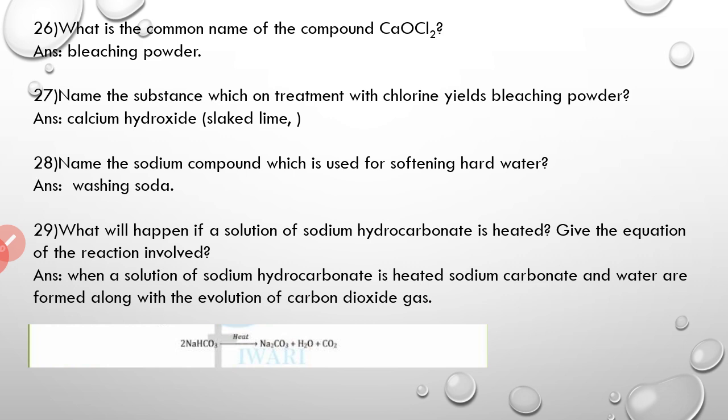Sodium hydrogen carbonate is nothing but baking soda. So when we heat baking soda, it gives sodium carbonate and water, and along with this product a gas evolves, that is carbon dioxide gas. When a solution of sodium hydrogen carbonate is heated, sodium carbonate and water are formed along with the evolution of carbon dioxide gas.